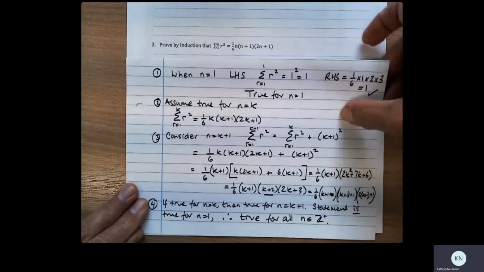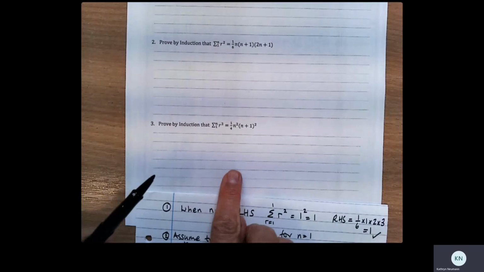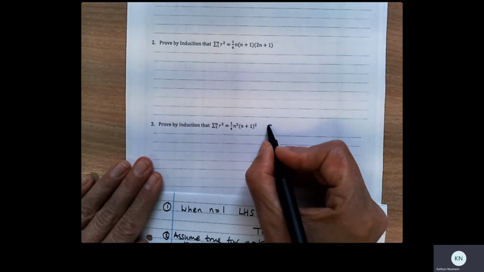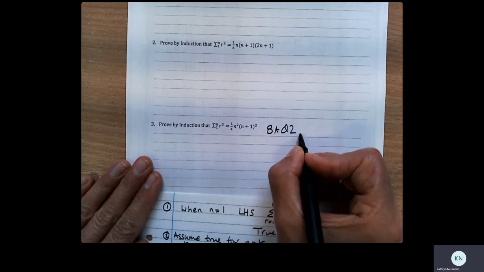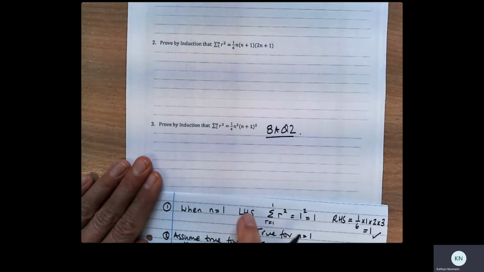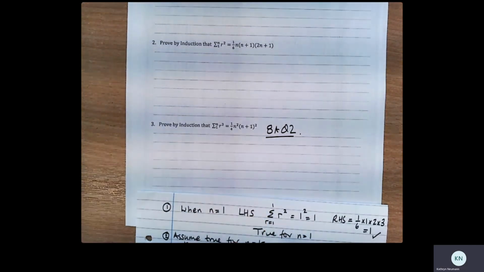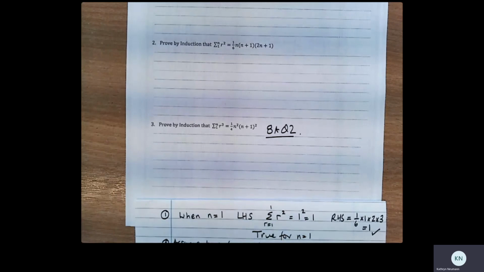The third question on this page, I'll leave you to do that for yourself. It's a similar sort of exercise. It is actually 8A question 2 in the textbook. But you should be able to do this once you've seen these two examples. You can do this third one. So work that one out for yourself.